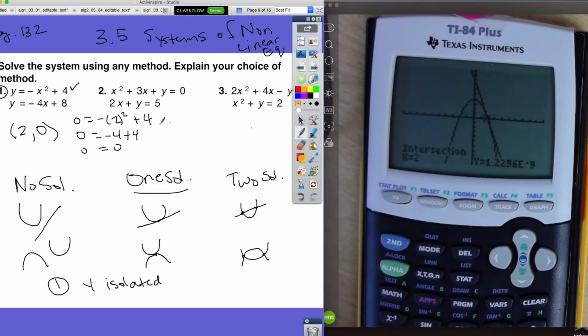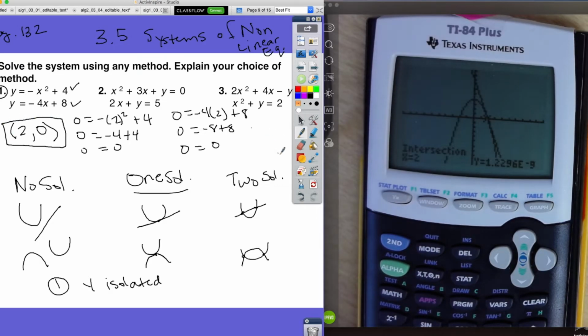So here's the second one. So y here again is 0. So 0 equals negative 4 times 2 plus 8. 0 equals negative 8 plus 8. 0 equals 0. Yep, that works. So there's my solution.